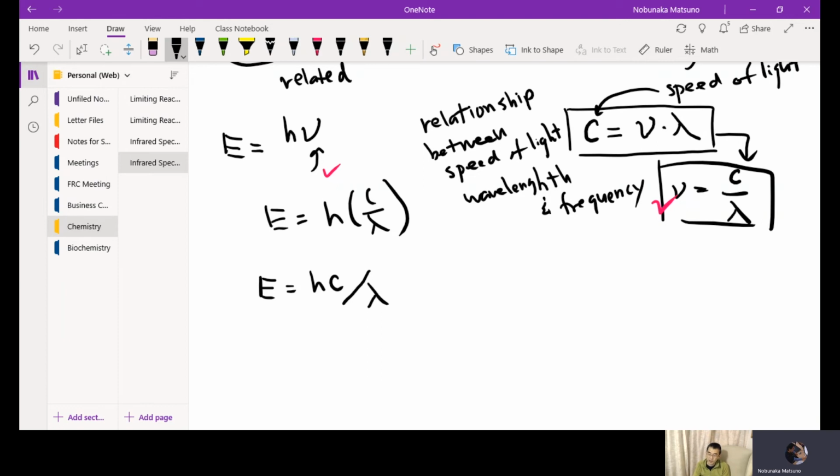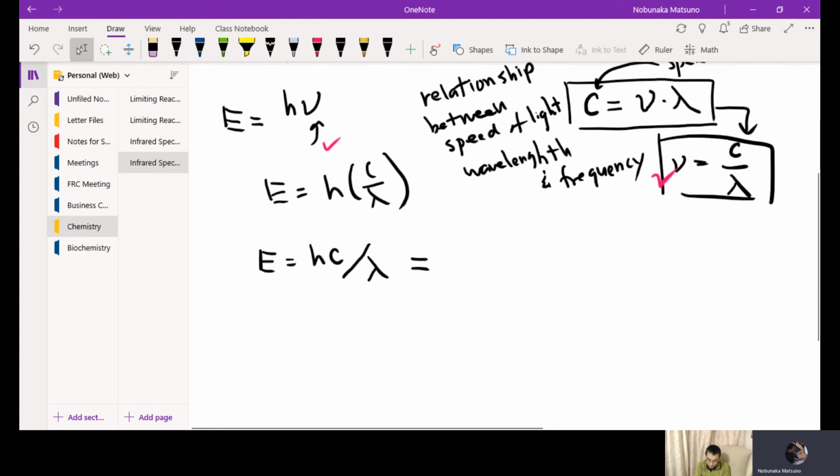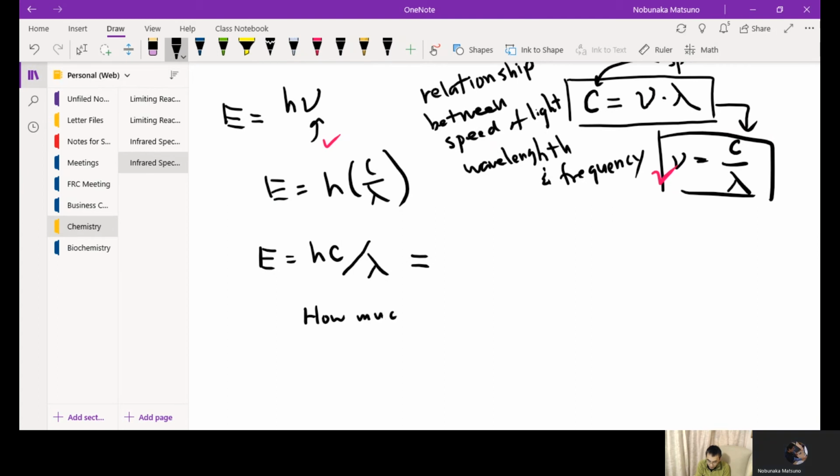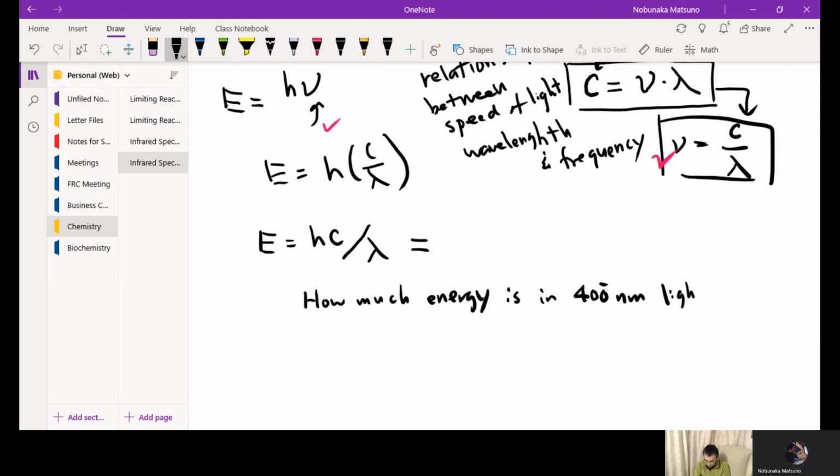Let's say you have 400 nanometers of light, but you didn't know the frequency. So now the question is, how much energy is in 400 nanometer light? I'm going to put a bar here just so that we can get 3 sig figs. In this case, h is equal to 6.63 times 10 to the minus 34 joules times second. And c, the speed of light, which is constant, is 2.998 times 10 to the 8th meters per second. Again, I'll give this constant to you.